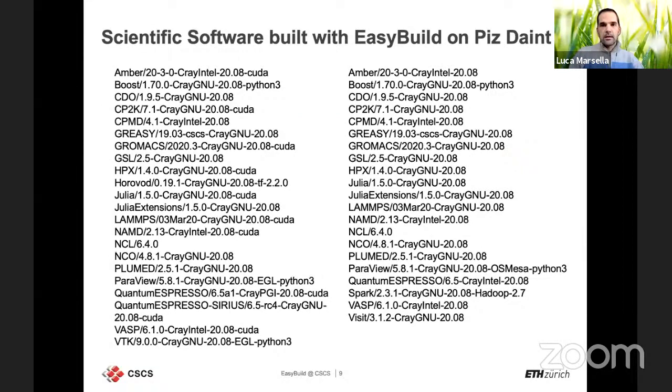Here is a short list of some scientific applications that we build with EasyBuild on Piz Daint. On the left side, you see the GPU-enabled ones with the version suffix -CUDA. On the right side, the ones that are available on the multi-core partition without GPUs. And also here, we feature popular scientific codes like GROMACS, NAMD, and VASP, for instance.